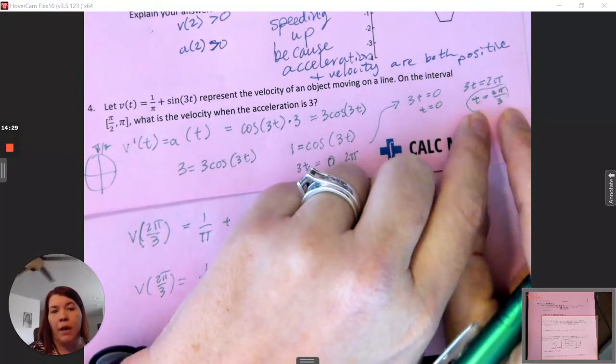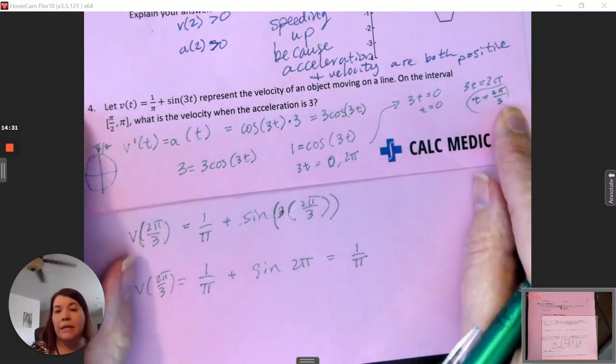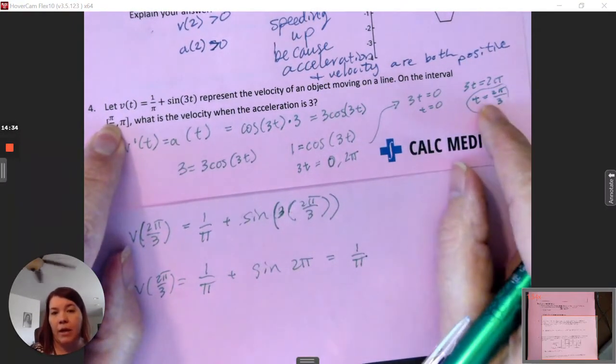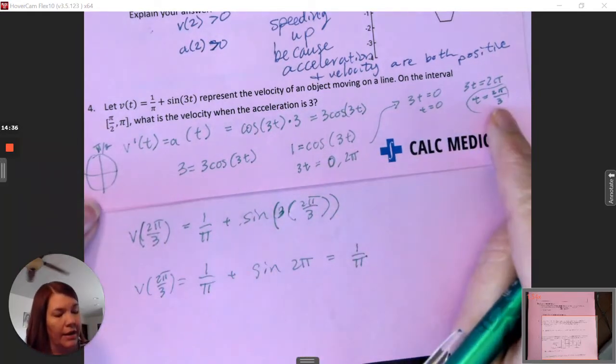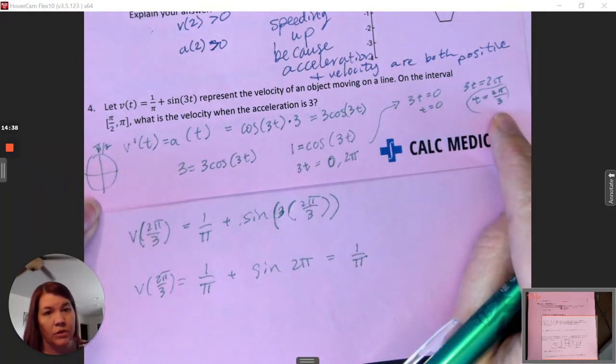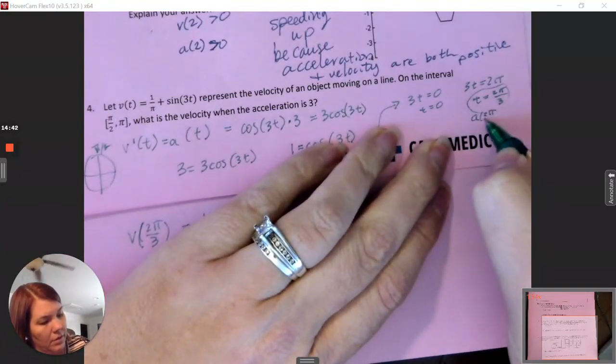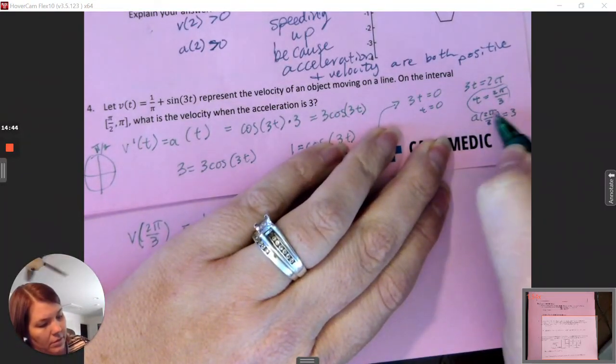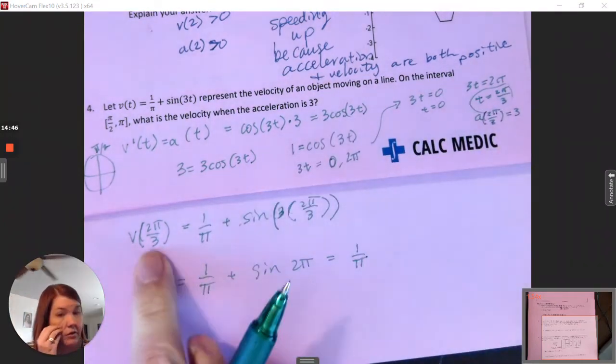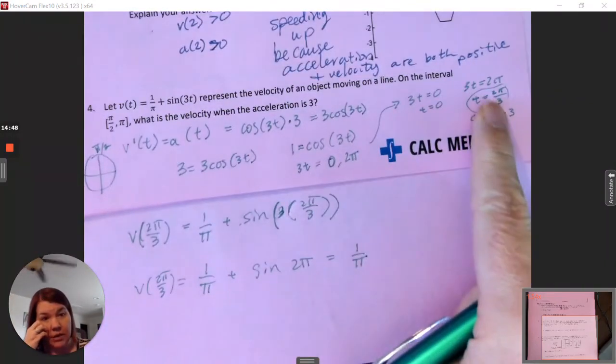3t equals 2 pi at t equals 2 pi thirds. That is in that interval, so this is the answer I care about. Then I took that answer, which is when the acceleration is 3, and said, okay, so what is the velocity when the acceleration is 3?